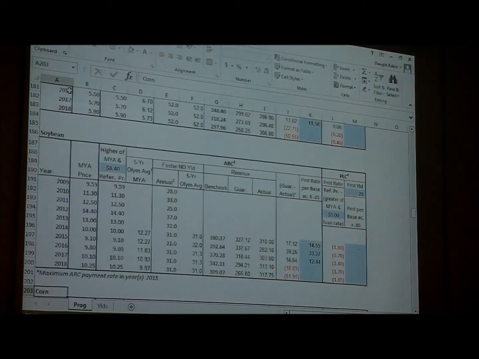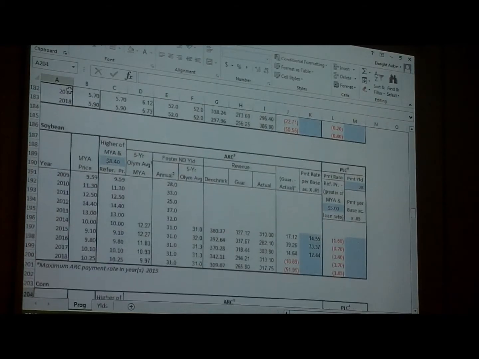Quickly looking at soybeans, it suggests that there could be ARC payments the first 3 years, no PLC payments any year, no ARC in the last 2 years. You'll also notice here it says maximum ARC payment rate in year 2015, $33, the maximum it could be. And then the next year it drops off to less than half with the same yield and a slightly higher price. Again, our benchmark is starting to fall.